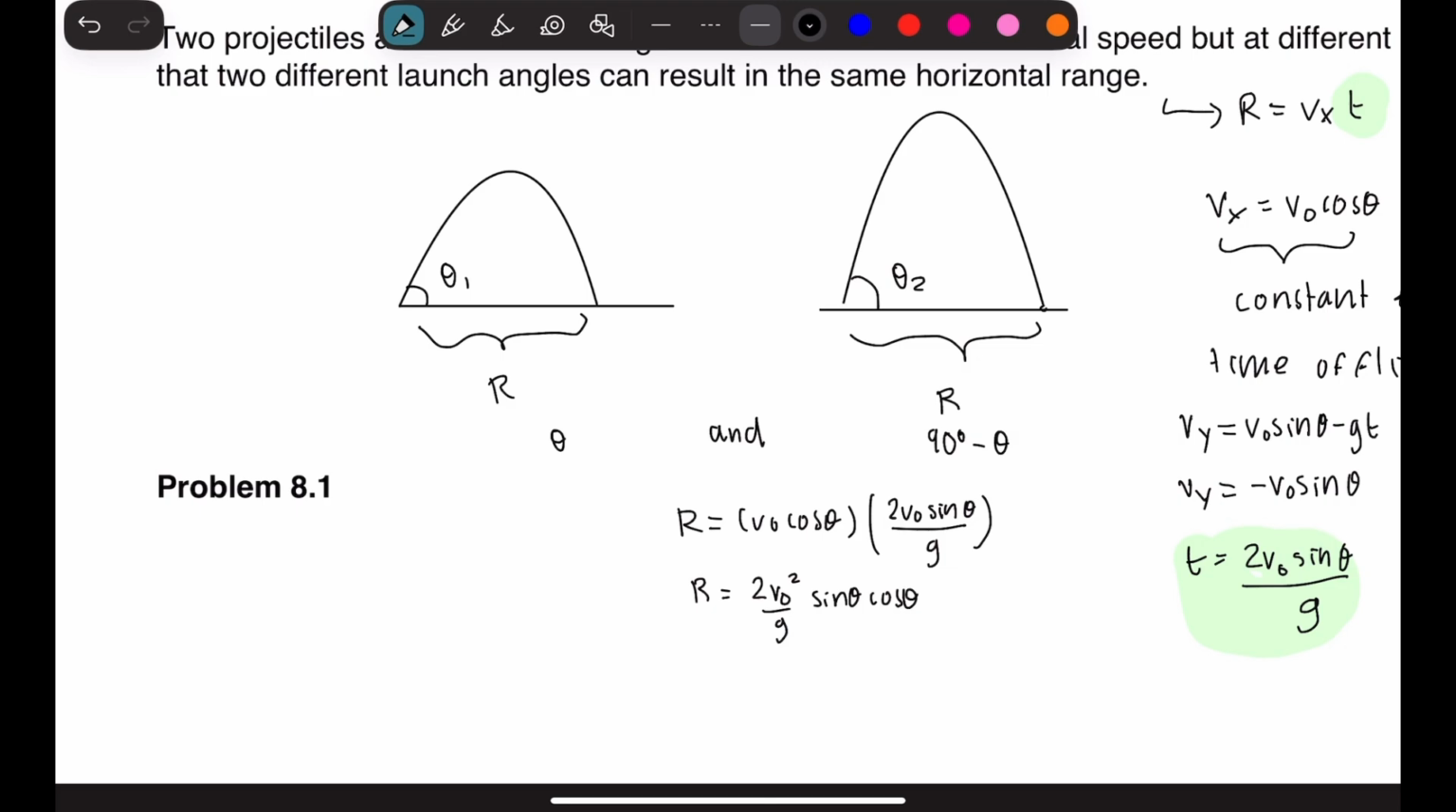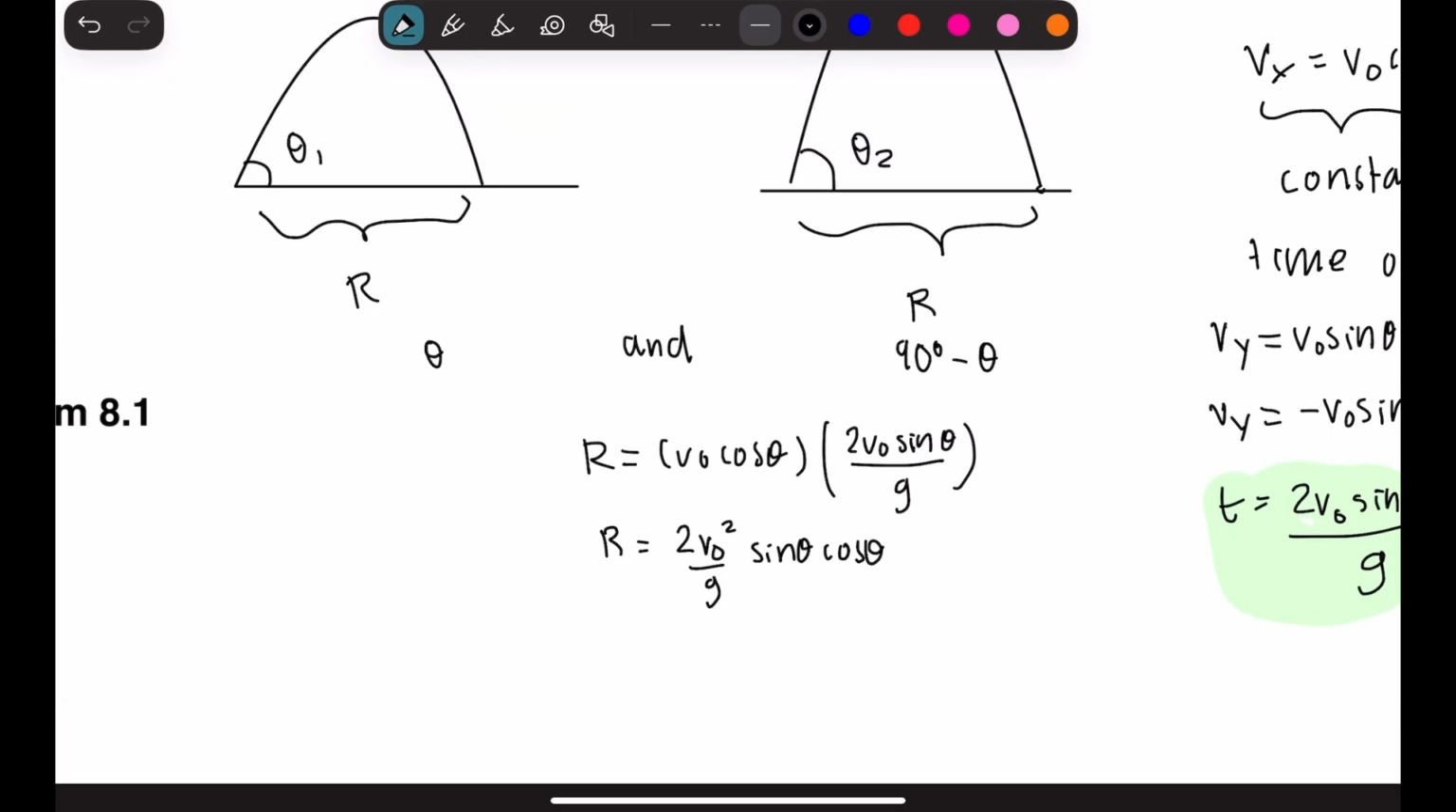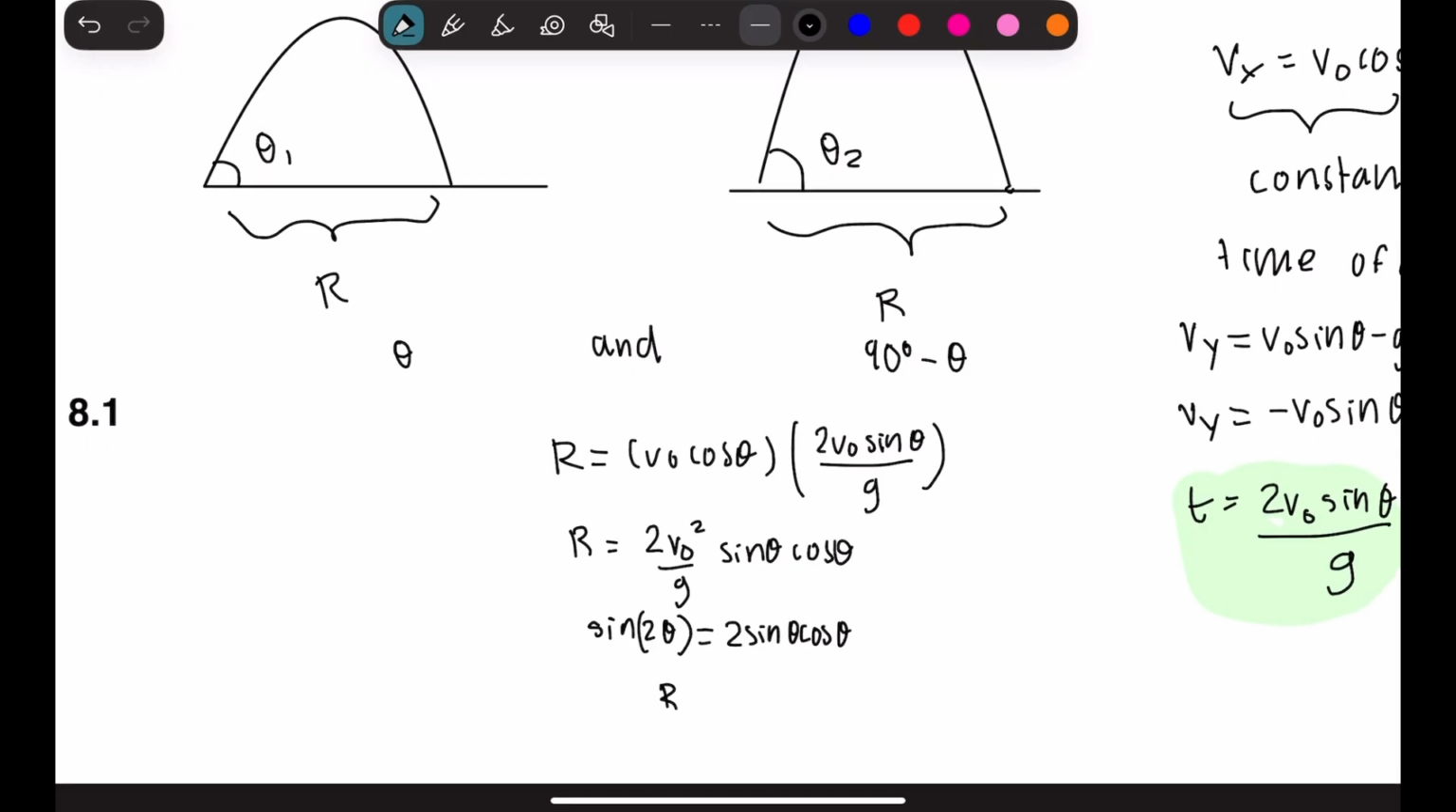And then we can use a trig identity. Hopefully you should be in at least pre-calc in AP Physics 1. But we know that sine 2 theta is equal to 2 sine theta cosine theta. And if you substitute this in, then R is going to be equal to V initial squared divided by g times sine 2 theta. Because we see right here, we can see the identity. That's this. Sub that in right there.